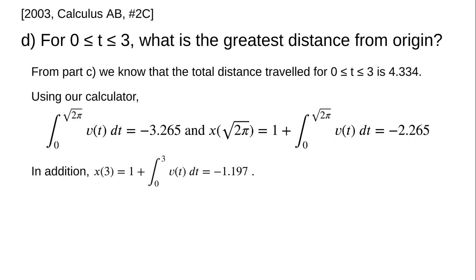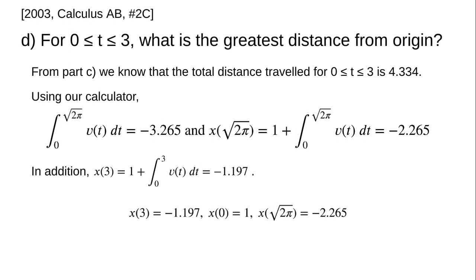In addition, the position of the particle at t equals 3 can be found using the integral 1 plus the integral from 0 to 3 of v of t dt, which is only negative 1.197. Again, this is a calculator problem. Use your calculator to determine these values. So x of 3 is negative 1.197. x of 0, we were given in the question stem, is 1. And x of the square root of 2 pi is negative 2.265.